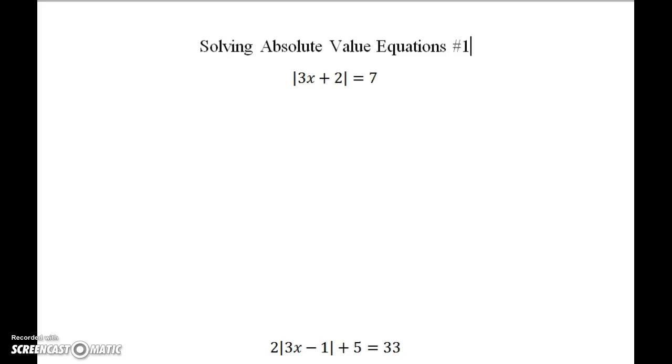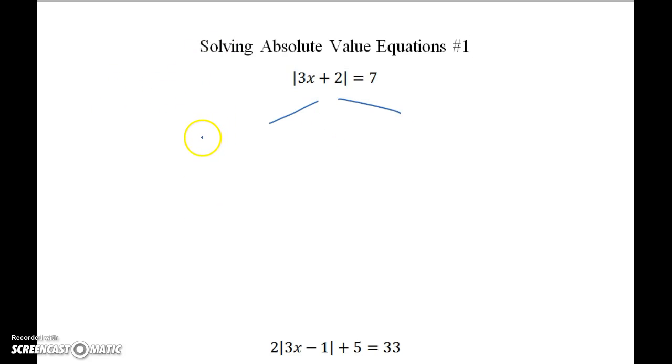So today we're going to talk about solving absolute value equations. If you looked at the last video, then you know that the absolute value of something is the distance that it is from 0. So in this particular equation, 3x plus 2 is 7 spaces from 0. That means 3x plus 2 must either be 7 or negative 7, because negative 7 is also 7 spaces from 0. So the first thing that we do is we rewrite this as two different equations.